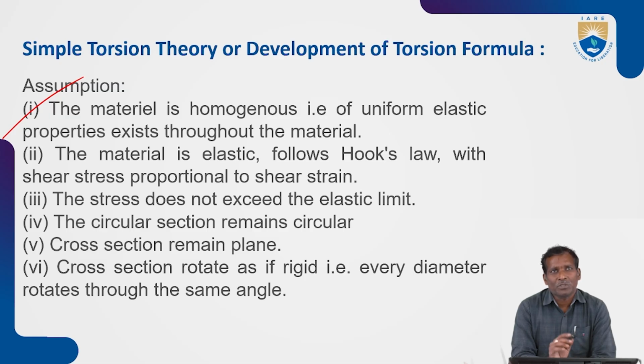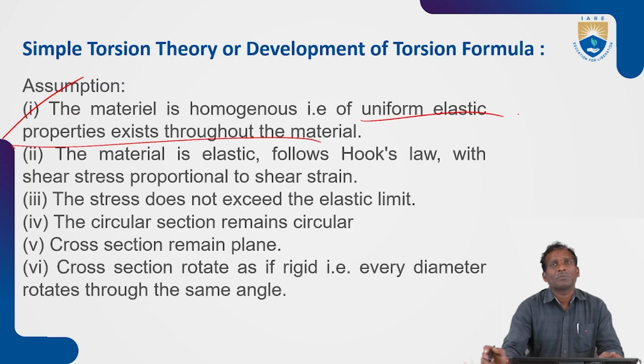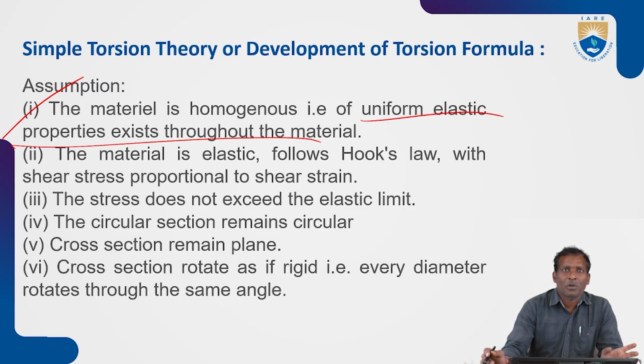The material is homogeneous. That is, there are uniform elastic properties existing throughout the material. There is no change of elastic properties; throughout the section, the properties are the same. So the material is homogeneous.